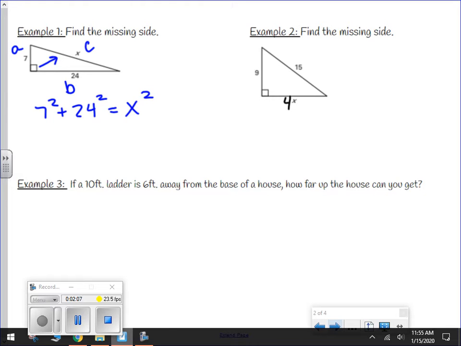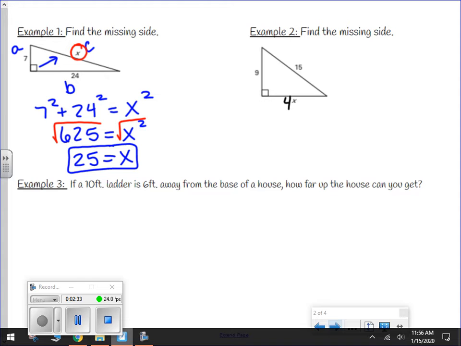I simplify the one side. And to solve for x, I need to square root. Now normally we put a plus or minus in front of our square root, but x represents the whole length, so it has to be positive. So on example 1, x equals 25.